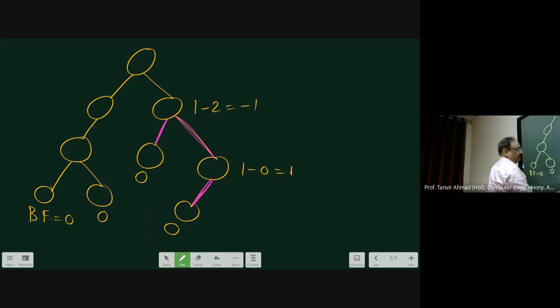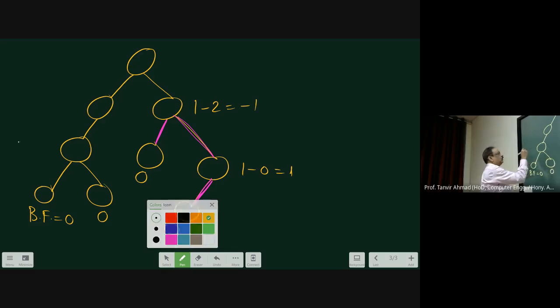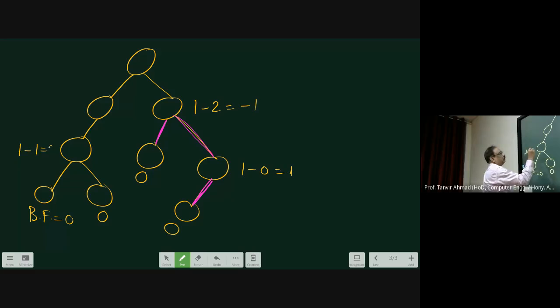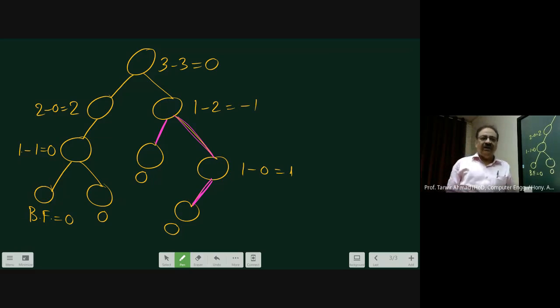Now for this one, it is 1 minus 1, which is equal to 0. For this one, you take 2 minus 0. For the root, you take 3 minus 3. And therefore the balance factor of all the nodes has been calculated. Now, is it clear how the balance factor is being calculated?